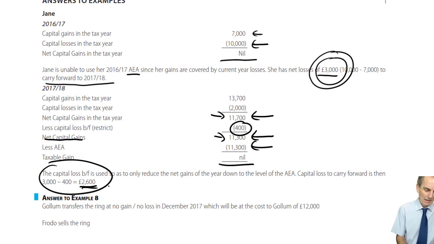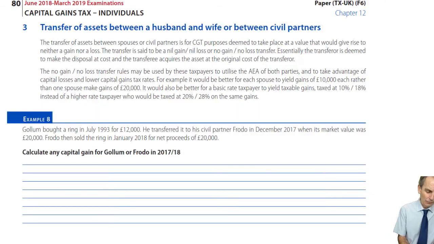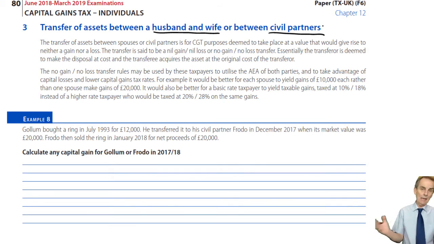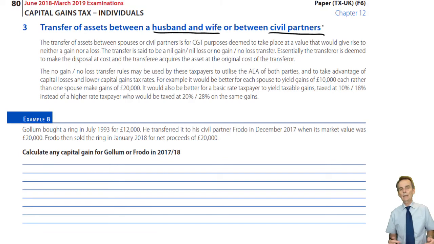Okay, let's go back to the text, therefore, and to the next area. We're now talking about transfers of assets that occur between either spouses, husband and wife, or between civil partners. Again, we know whether we're talking about spouses in terms of a marriage or civil partners. In terms of a civil partnership, we always have the same taxation treatment. We saw what the issues were when dealing with income tax. Now we see what happens as regards capital gains.